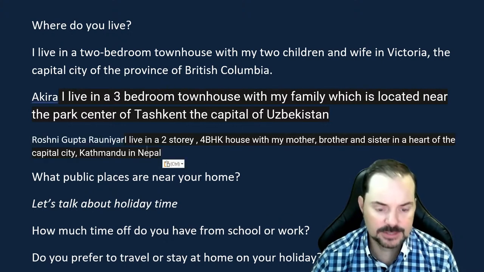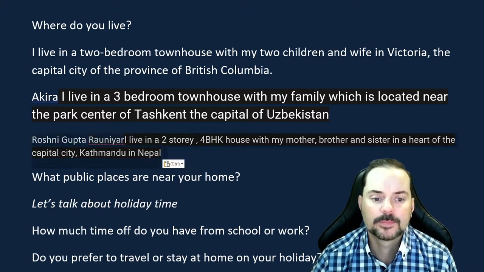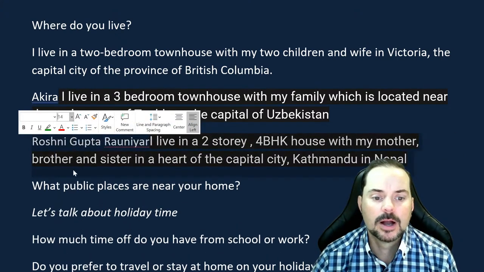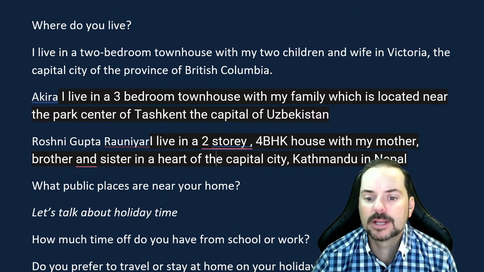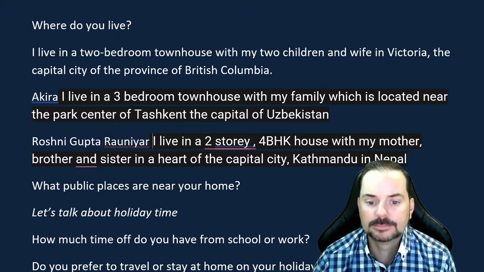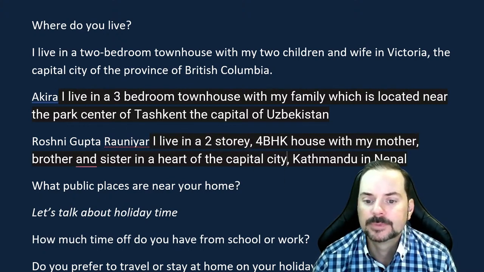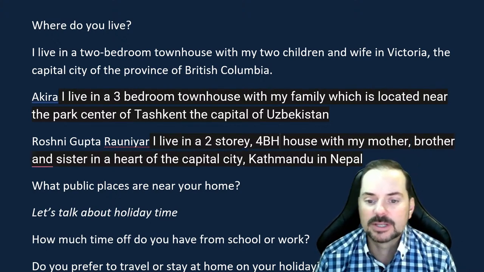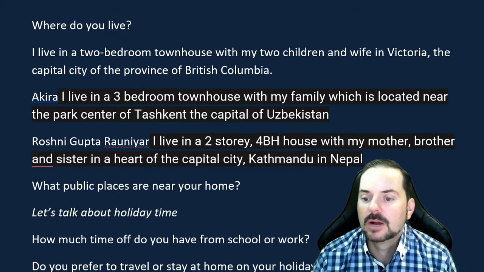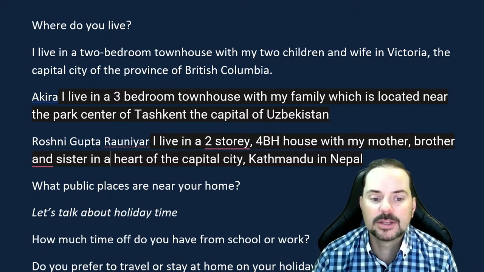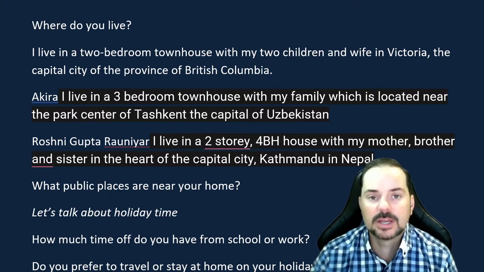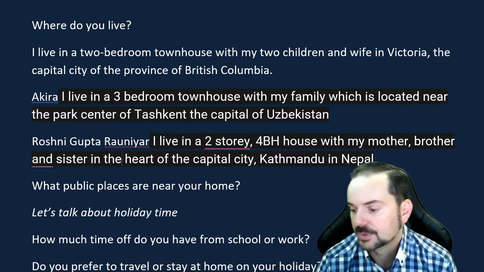Roshni Gupta says, I live in a 2-story, 4-bedroom house with my mother, brother, and sister in the heart of the capital city of Kathmandu in Nepal. Okay. 4-bedroom house. I don't know what BHK is, but I'm guessing it's a 4-bedroom house. With my mother, brother, and sister in the heart of, not a heart of, in the heart of, okay? It's always the heart of because it's unique, okay?